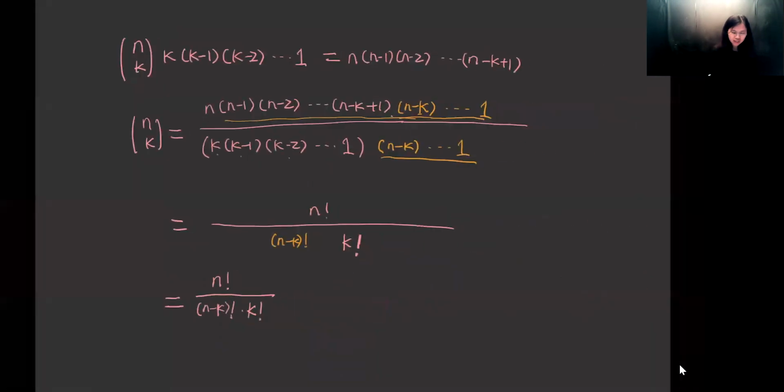All right, so that's the distribution of a binomial distribution, the distribution of a binomial random variable.